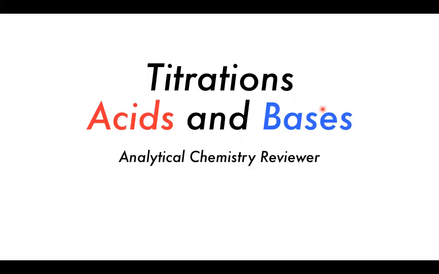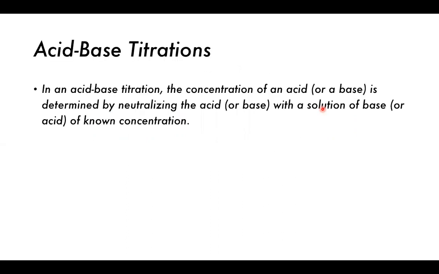Okay, then titrations of acids and bases. So we're looking at weak acid and weak base titrations predominantly, or weak acid and strong base titrations, so weak, strong titrations. So what are acid-base titrations? In an acid-base titration, the concentration of an acid or a base is determined by neutralizing the acid or base with a solution of base of known concentration. So we want to know the concentration of acid, so we neutralize that acid with a base of known concentration.